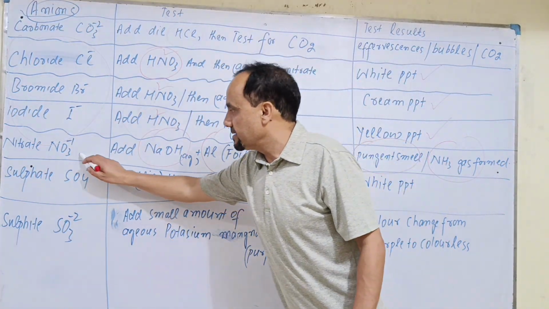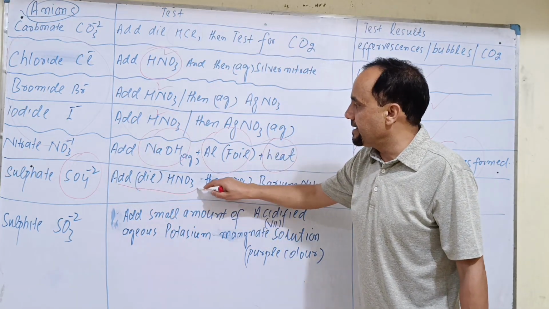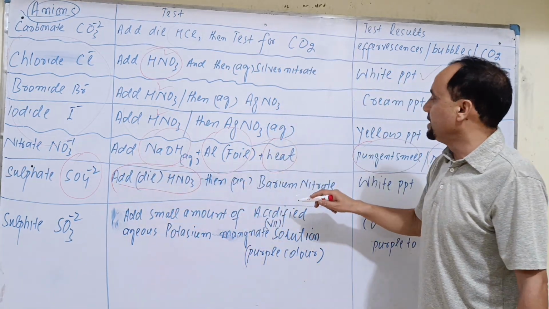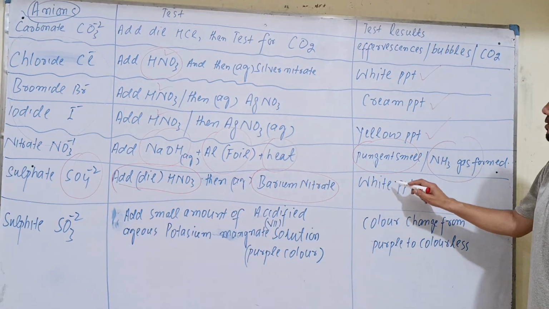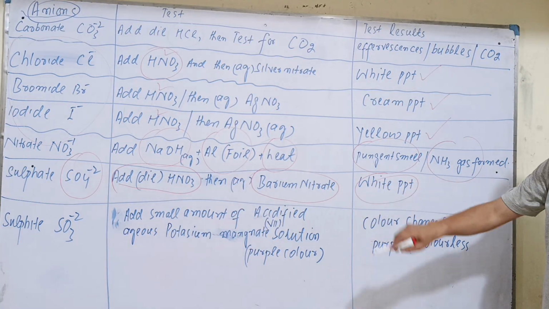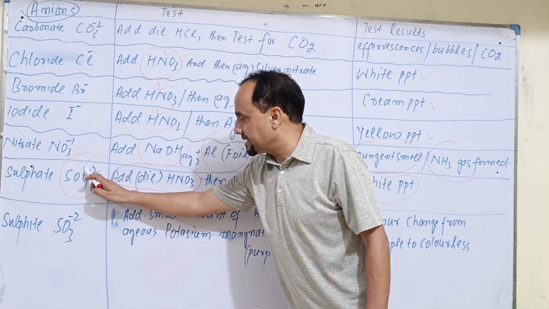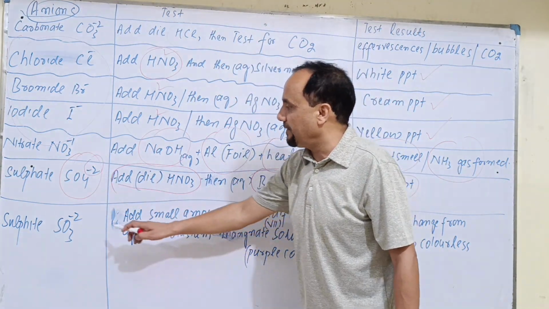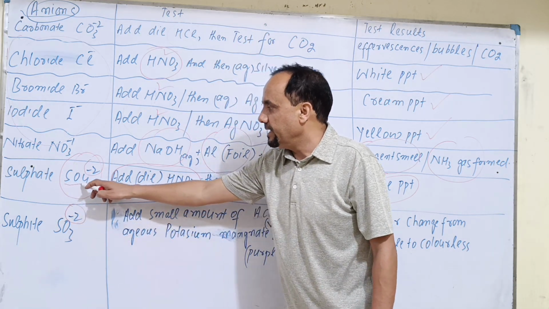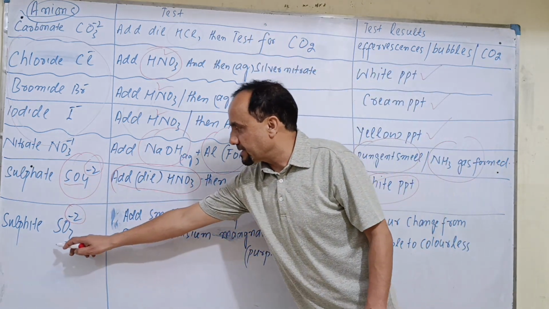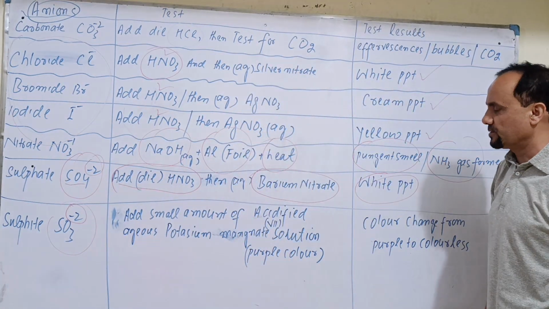The other is the sulfate anion. First we add nitric acid solution, then we add aqueous barium nitrate solution. A white precipitate will be formed. For sulfate the charge is -2. For sulfite it is also -2, but sulfate is SO4 2-, while sulfite is SO3 2-, just a minor difference.